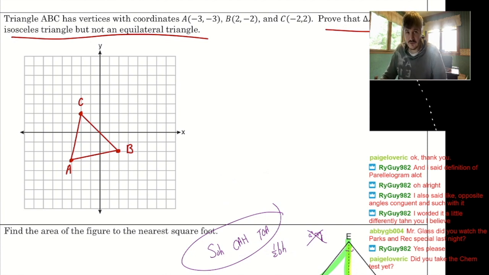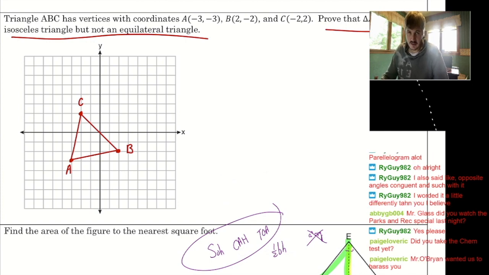And whenever you're doing triangle proofs, slope usually is not the way to go, especially for isosceles and equilateral. Slope would be fine for a right triangle. I think slope is actually easier for right triangles. But for any of the triangle stuff with the coordinate plane that you're trying to prove, just use distance. Just find the distance of all three sides.